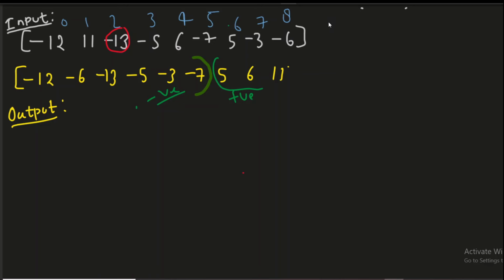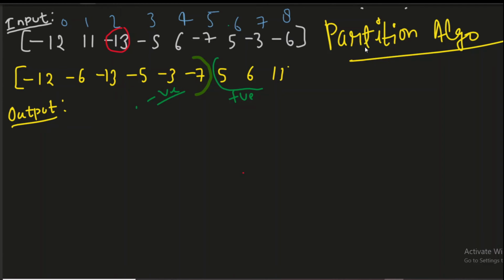Now let's discuss another approach which uses partition algorithm. The concept of partition algorithm is based on the quicksort algorithm. We choose a pivot and we do partition around that pivot element. After that, my elements towards the left hand side of that pivot element will be smaller than that pivot element, and the elements towards right of the pivot element will be greater than that pivot element. This is the idea which we want to implement here.